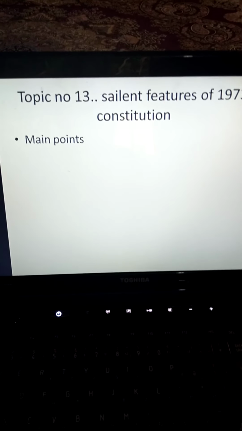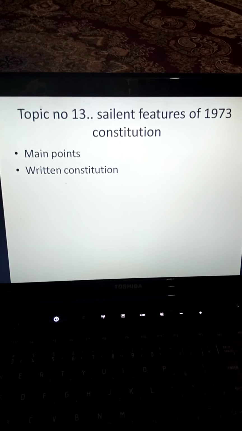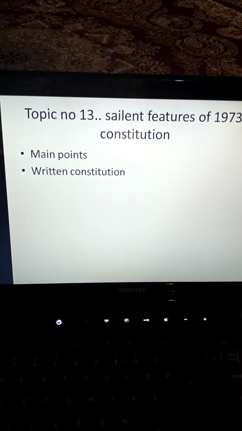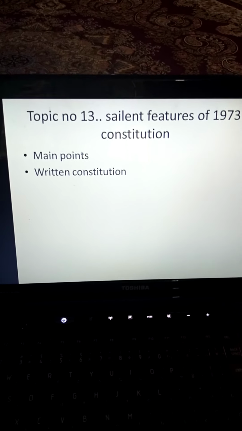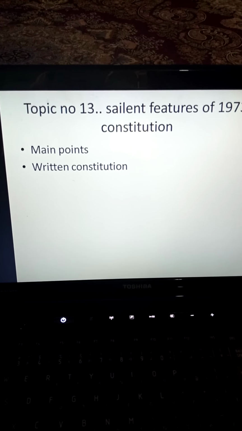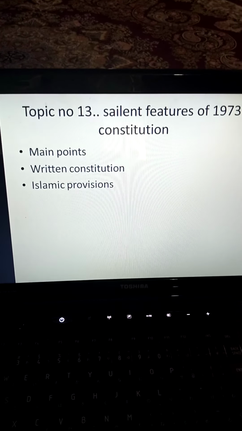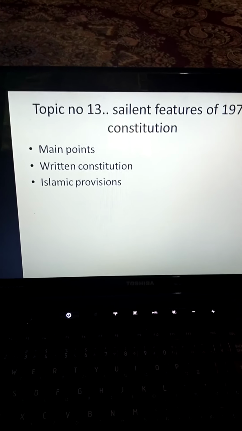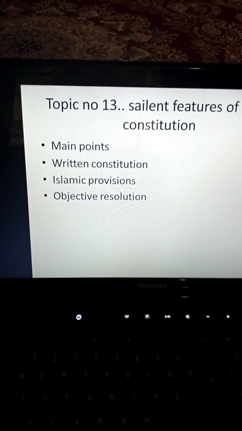The first one is the written constitution. Written constitution means the constitution of 1973 of the Islamic Republic of Pakistan exists in the written form, and it has 280 articles. There are 280 articles in the constitution of 1973. The next main feature is Islamic provision. Under the Islamic provisions, the important point is the objective resolution.